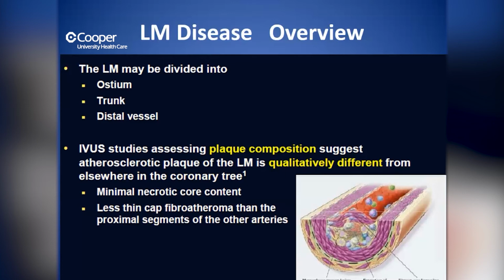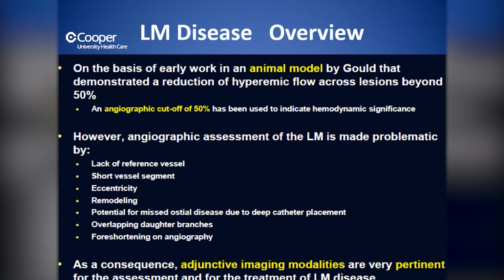The IVUS, interestingly, showed that these lesions in the left main behave more like aortic lesions rather than coronary lesions. They don't rupture as much as the other coronaries. The lesion itself has a thick cap, a stable core, and not much necrosis. So that may explain why we don't see a lot of ruptured left main. You see it once in a while, but you don't commonly see rupture and thrombosis of the left main.